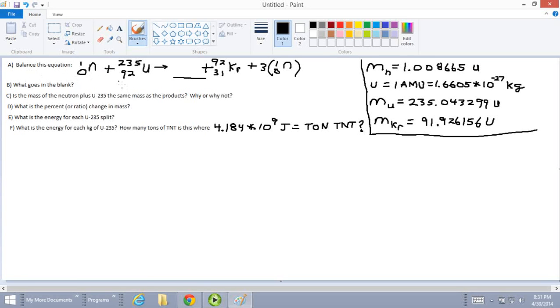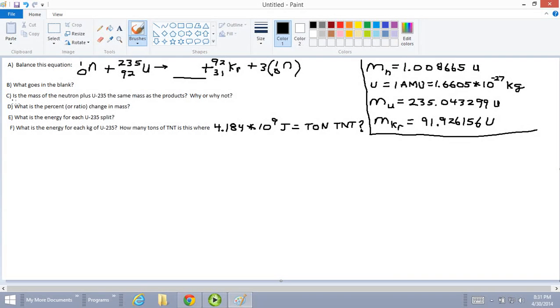1 neutron plus uranium-235 splits. You're given a product. You're getting krypton-92 out, and you're getting 3 neutrons out. So 1 neutron goes in, 3 go out, and the atom splits. That's where you get the chain reaction. So the question is, what do you have to put in the blank to balance this?